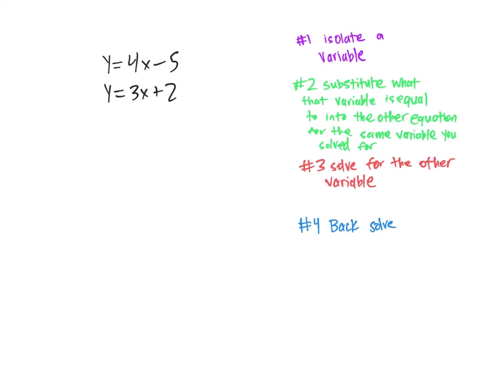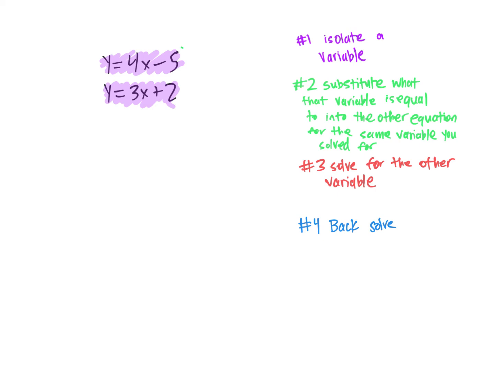So in this one, we're going to see a situation just like that. If I have y is equal to 4x minus 5 as one of my equations, and y is equal to 3x plus 2, the first thing I want to do is isolate a variable. You'll notice that both the top and the bottom equation are already solved for. They both have y is equal to some expression. So in the second step, we're going to substitute whatever that variable is equal to.